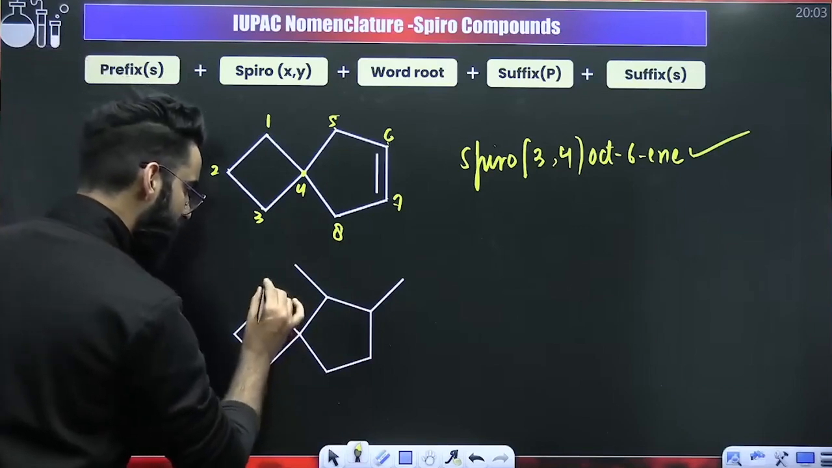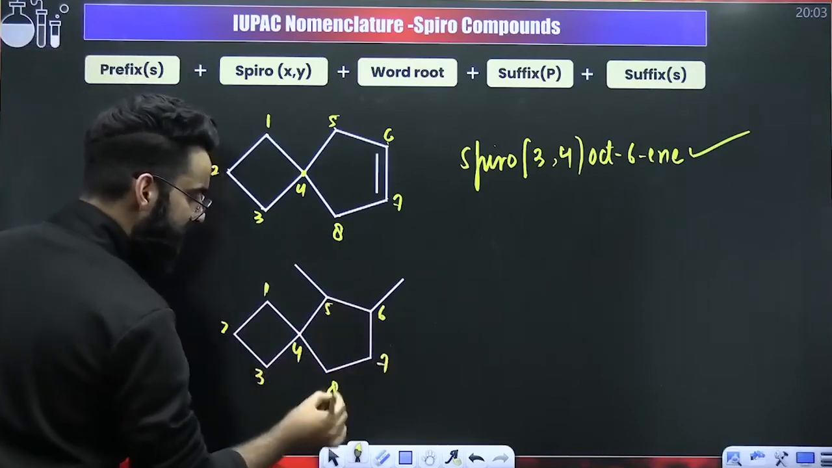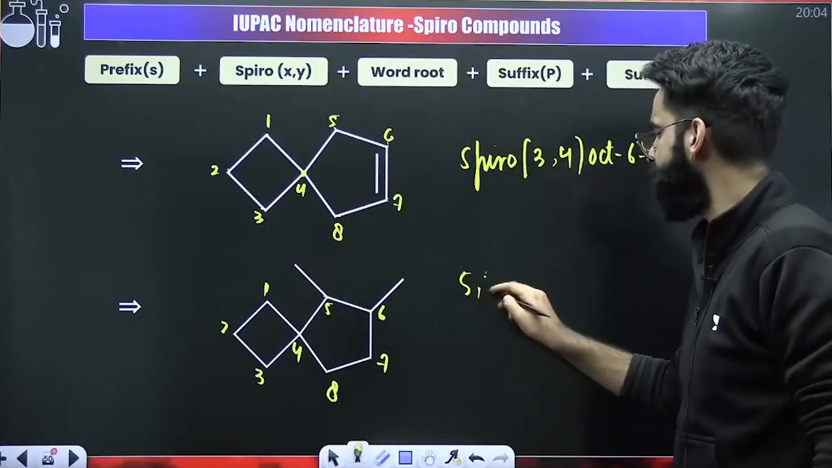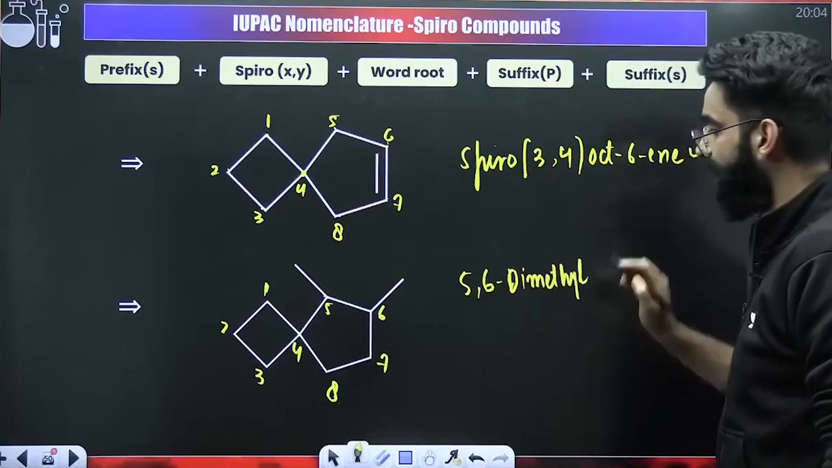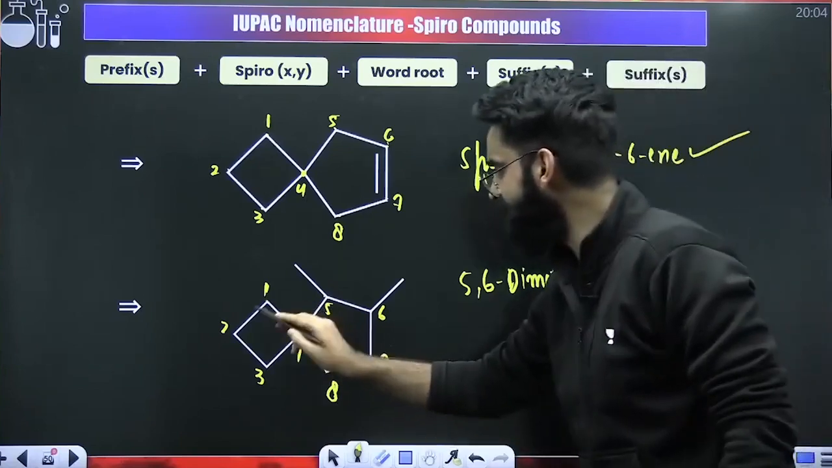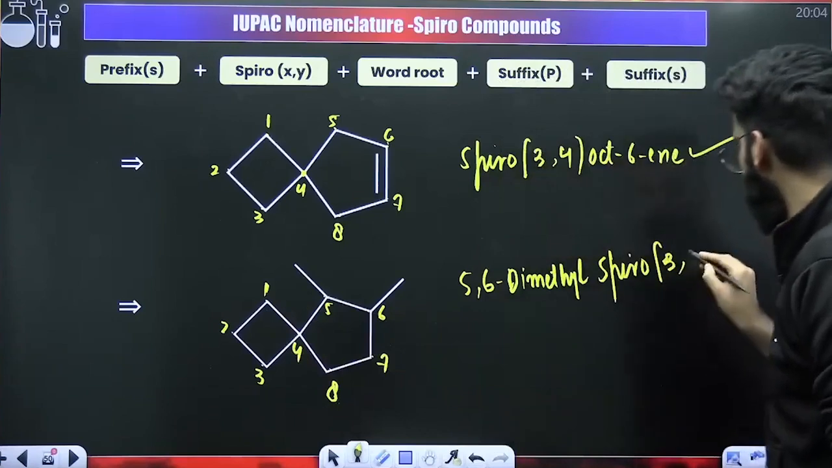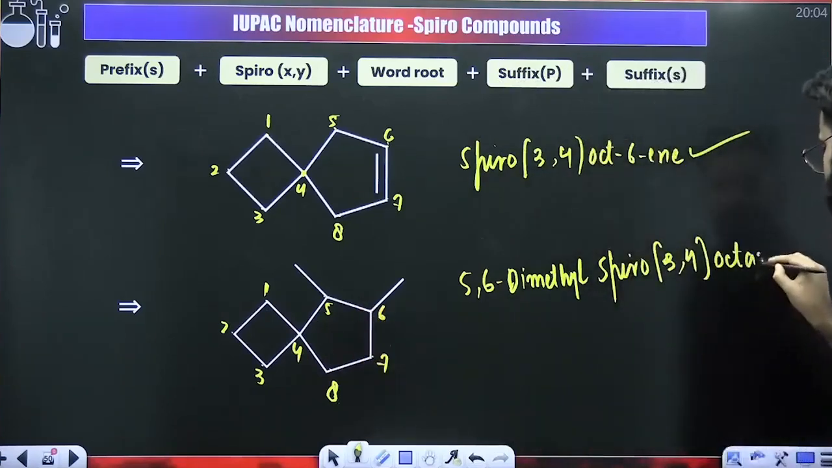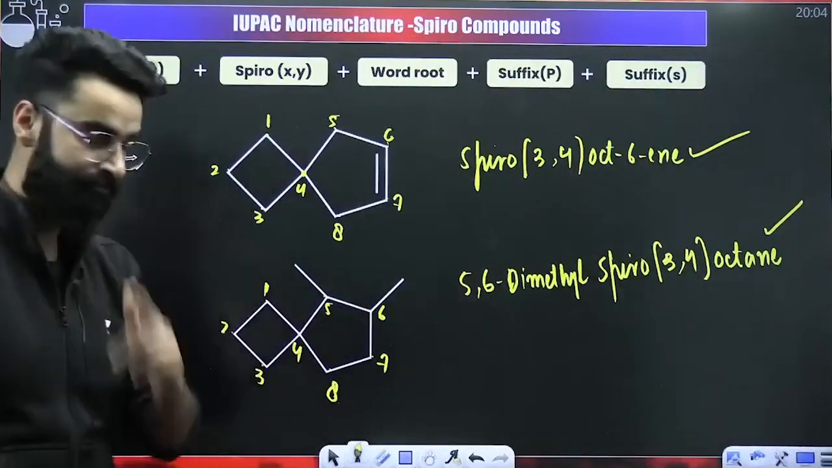Look at the next one. Start from the smaller size ring. Let's call this 1, this is 2, 3, 4. Calling this 5, 6, 7, 8. First of all, it is 5, 6 dimethyl. Now it's Spiro. In the smaller size ring, 1, 2, 3. In the larger size ring, 1, 2, 3, 4. 3, 4. In the main chain, 8 carbon atoms. So oct. Everywhere is a single bond, so it's ane. Done, guys?